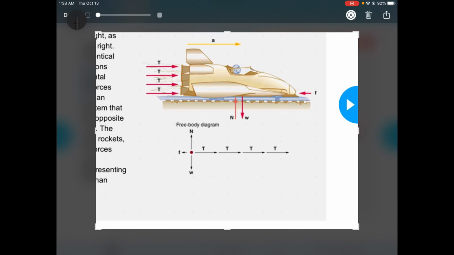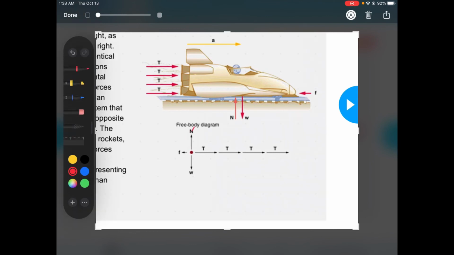So here we have our picture. Free body diagram is helping us out a lot here. Again, just like before, the normal force and weight are going to cancel each other out. So our net force, as I mentioned before, is always mass times acceleration. In this particular case, the net force is equal to 4 times the thrust, 4 times to the right, minus the thing going to the left, our frictional force.